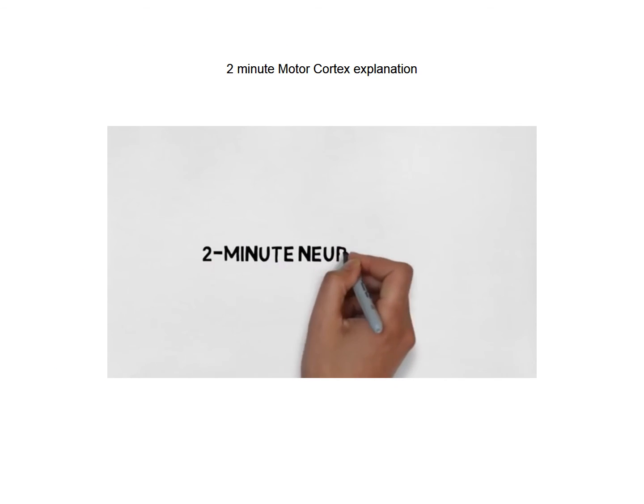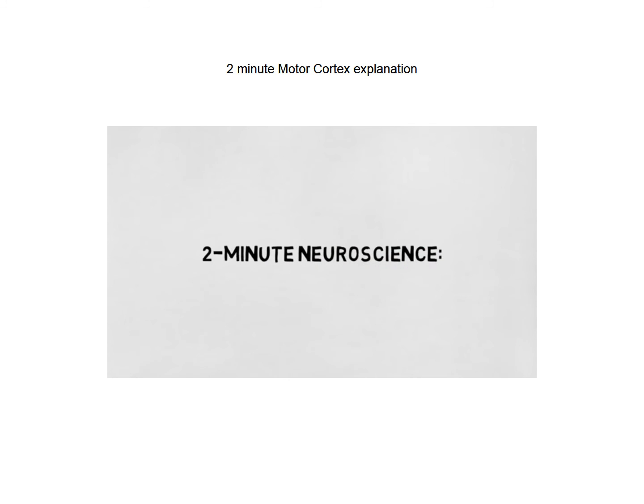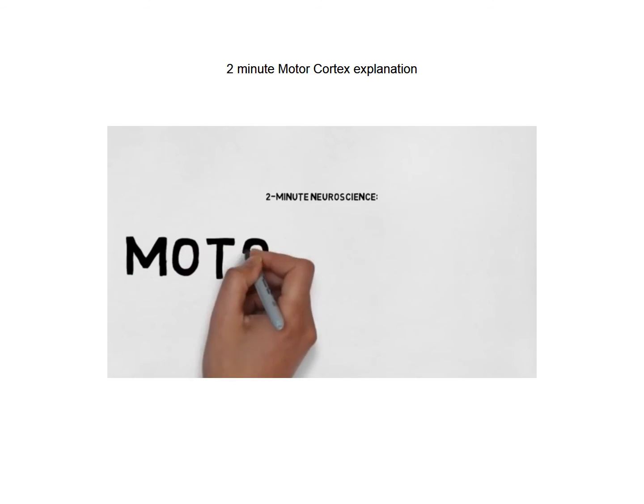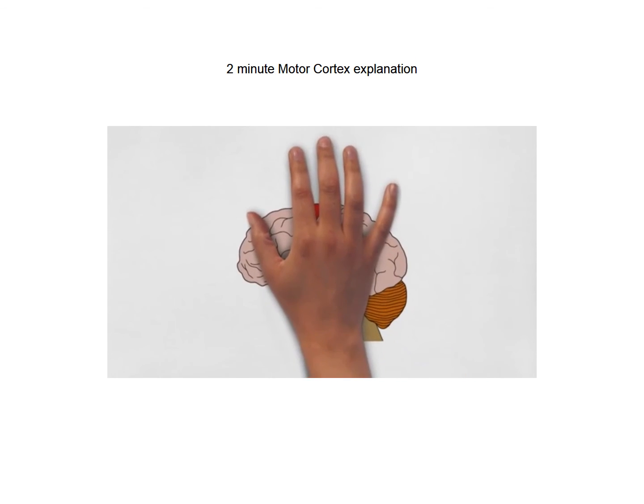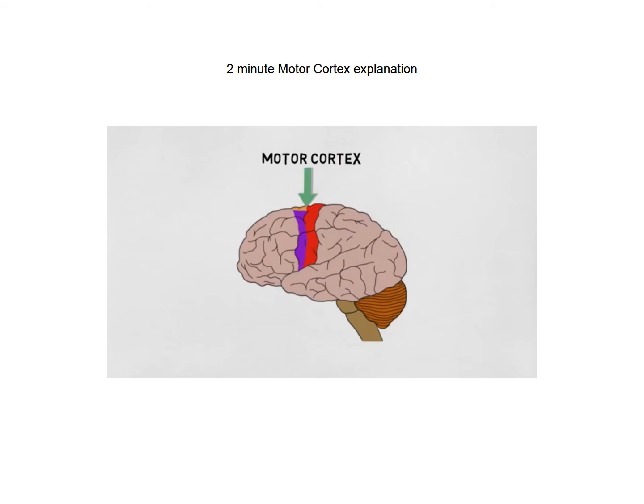Welcome to 2 Minute Neuroscience, where I explain neuroscience topics in 2 minutes or less. In this installment, I will discuss the motor cortex. The motor cortex is a region of the frontal lobe that is involved with voluntary movement. So let's roll this video.